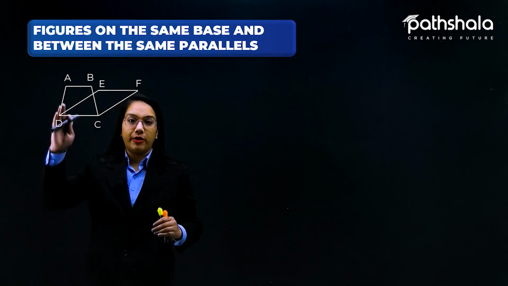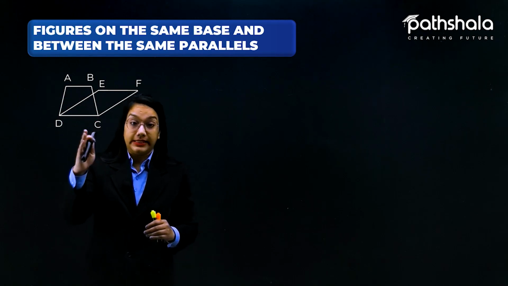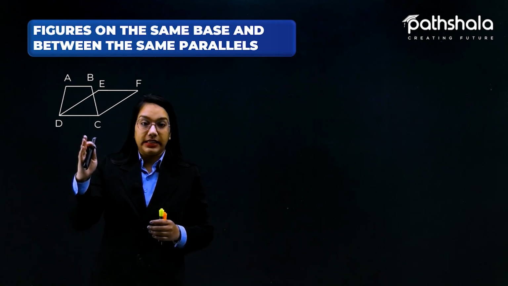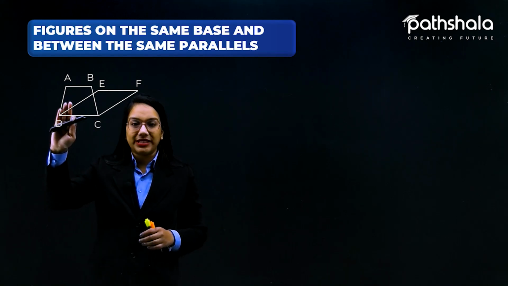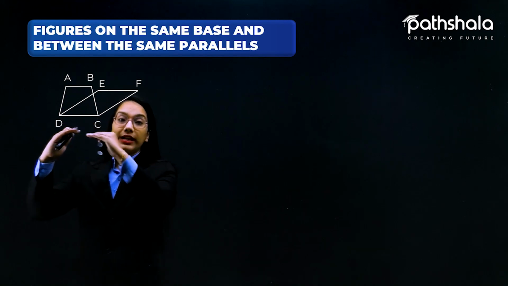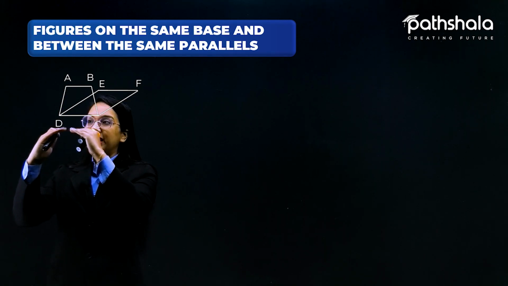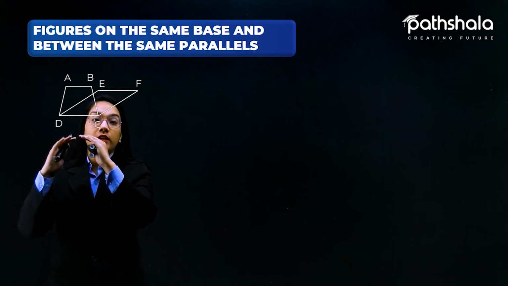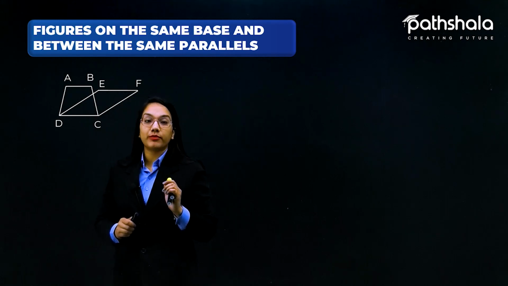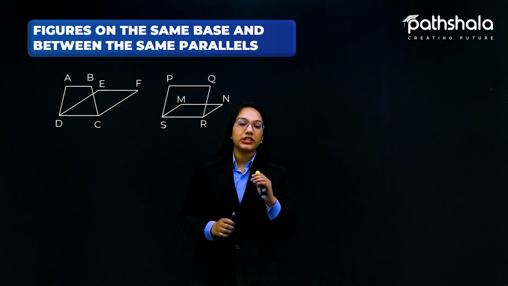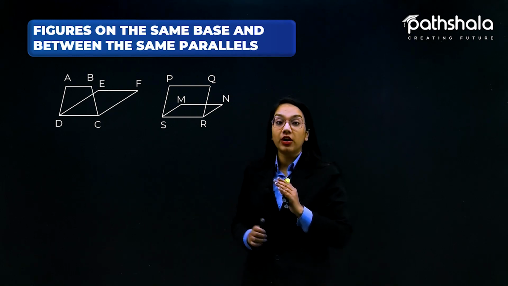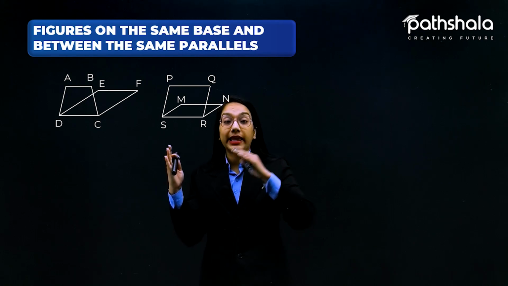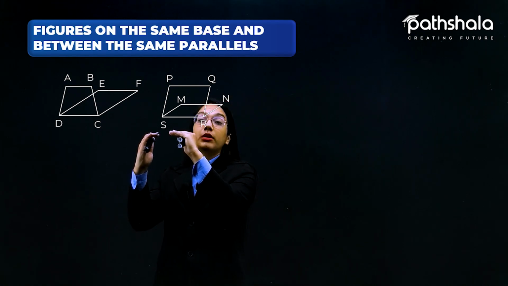First of all, we have a trapezium, ABCD, and then we have a parallelogram, EFCD. As you can see, this trapezium and this parallelogram are lying on the same base, which is nothing but DC. Isn't it interesting that the two figures are lying on the same base? Now, in the other figure, we have two parallelograms, PQRS and MNRS. Both are again lying on the same base, which is nothing but SR.